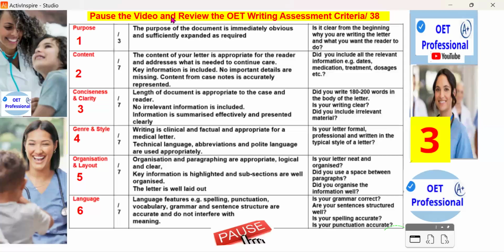Here are the writing assessment criteria, which are essential for you to know and understand. Pause the video and read them.